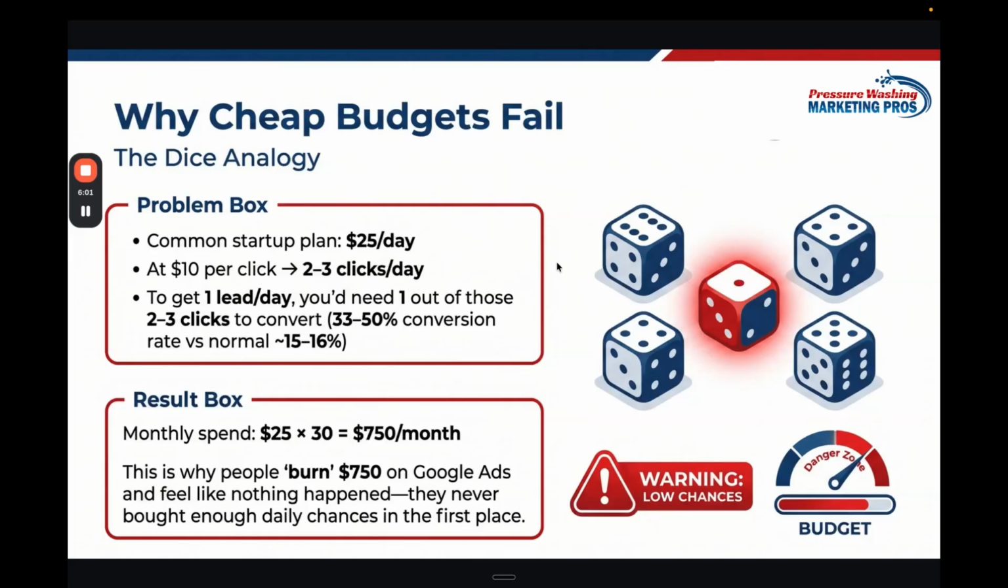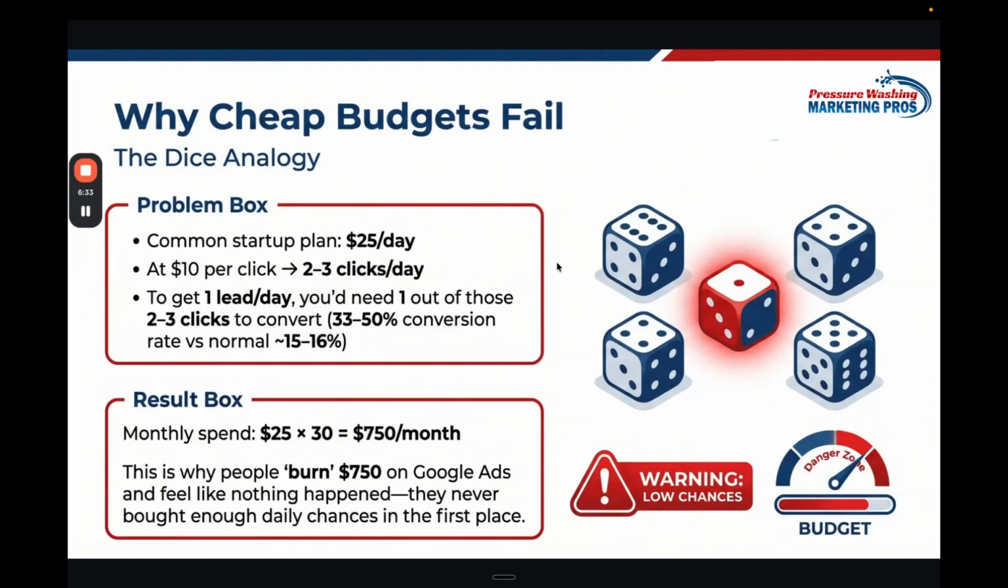And I equate that to a dice because think about it. Let's say I wanted to roll a 3 on a 6-sided dice. That means I have a 1 out of 6 chance to get a 3. Now, if I only have 2 opportunities to roll that dice, I have a lower likelihood of landing on that 3. But if I have 6 opportunities to roll the 3, then I have a much higher probability. And that's what you have to think about with your Google Ads.